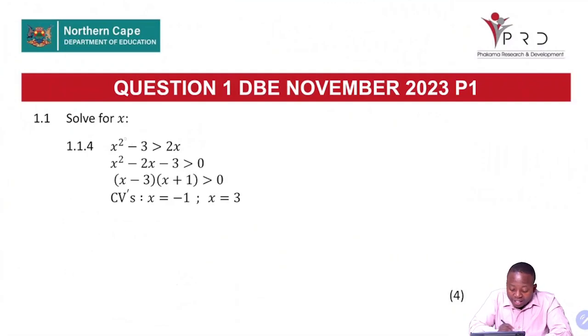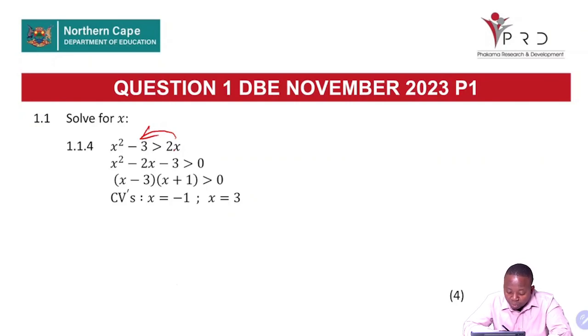So we are given that x squared minus 3 is greater than or equal to 2x. First thing, you write this in standard format. What do we do? We transpose that 2x to our left hand side, then it becomes a negative. So we'll have x squared minus 2x minus 3 is greater than 0.